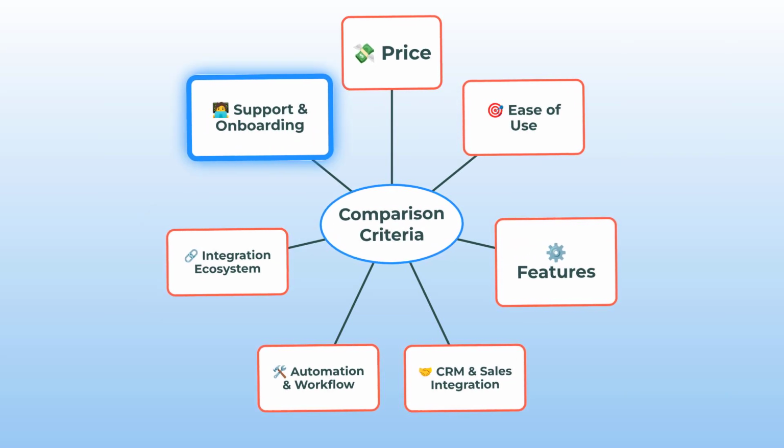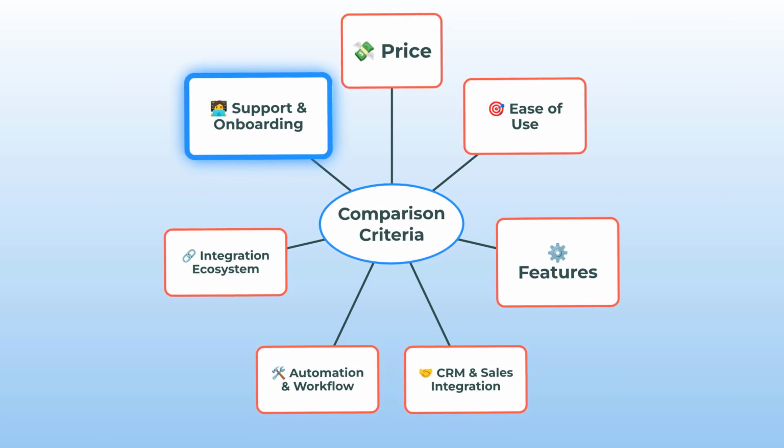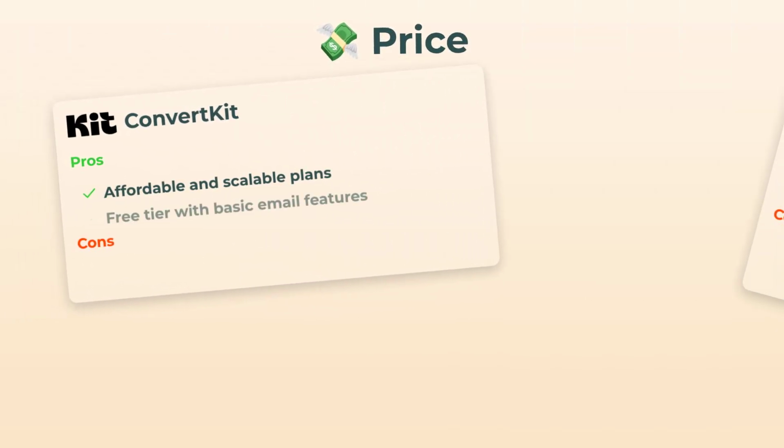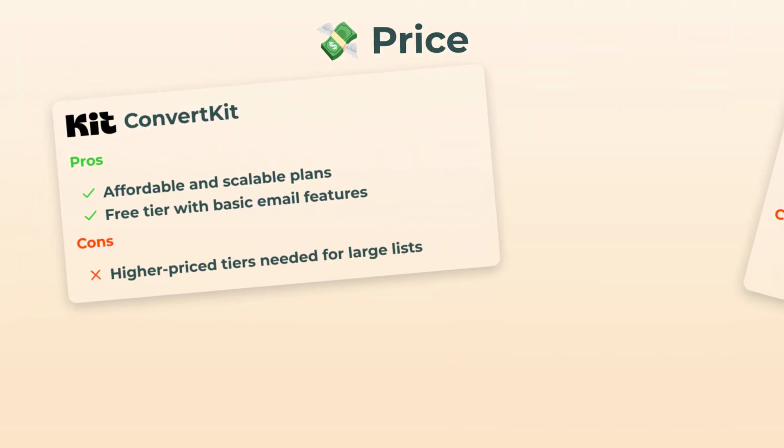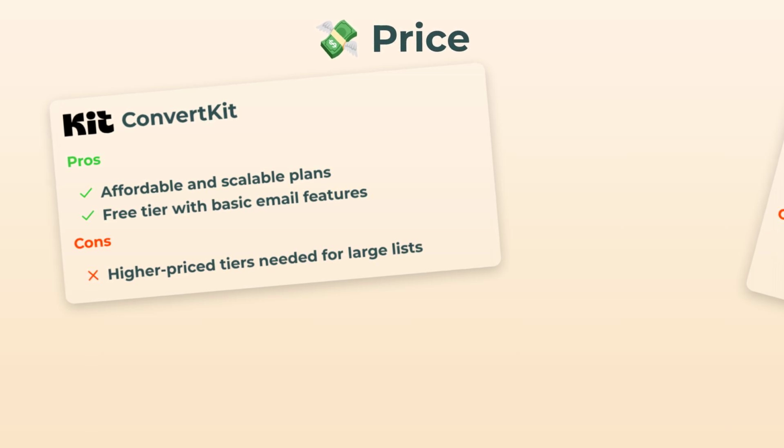Picture a mind map. All these categories branch out, and we'll see how ConvertKit stacks up against HubSpot Marketing Hub one by one. So first up, price. Now, ConvertKit comes in strong with affordable and scalable plans. And get this, they've got a free tier that covers the basics if you're just starting out. But if you've got a monster email list, you'll need those higher tier plans.